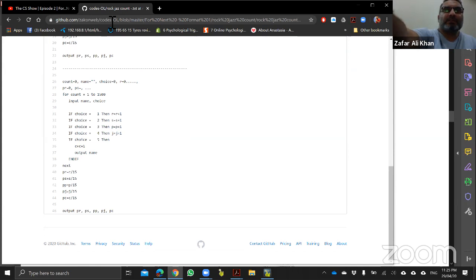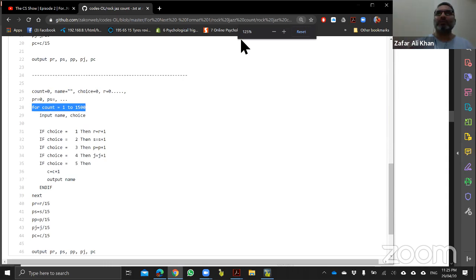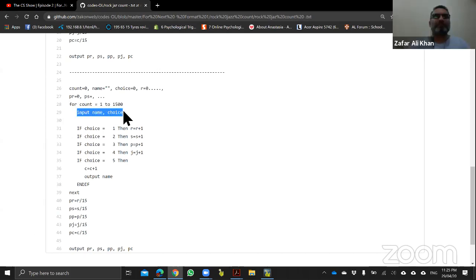Let's first discuss this one. It says for count is equal to 1 to 1500. Input the name and choice. And then we will be evaluating choice.